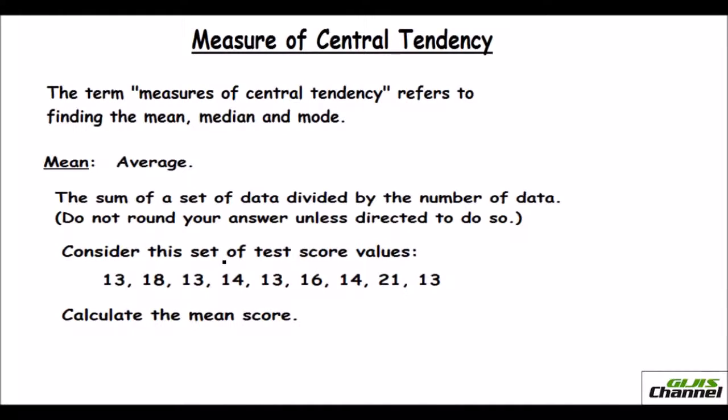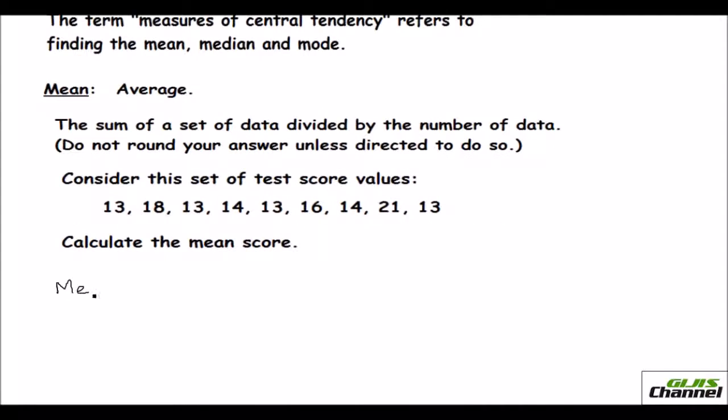I have an example here for you. Consider this set of test score values. It is given like 13, 18, 13, 14, 13, 16, 14, 21 and 13, right? And you are asked to calculate the mean score. Mean is given by the formula sum of the data divided by the number of data given.